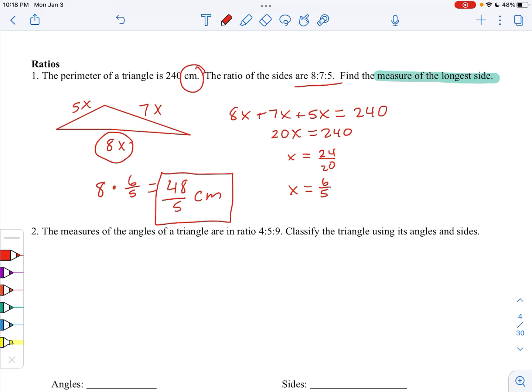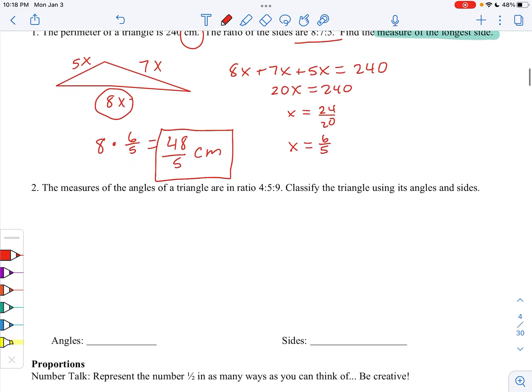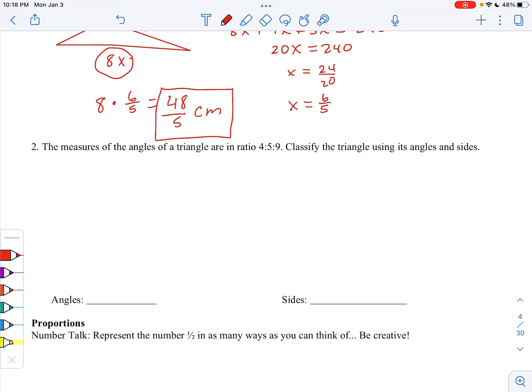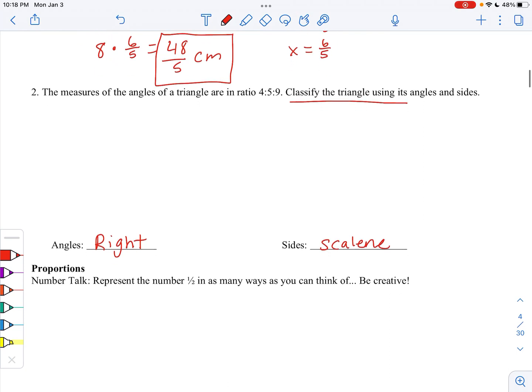All right, go ahead and pause the video and give this example a try. Similar idea, you know the ratio of the angles this time. All right, so hopefully you gave this one a try. The correct answer, remember, classifying the triangle means we're saying what type of triangle. So by the angles, we actually find out that we have a right triangle and all three sides are different, so that means it is scaling. So we have a right scaling triangle.